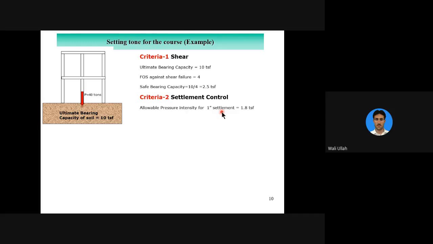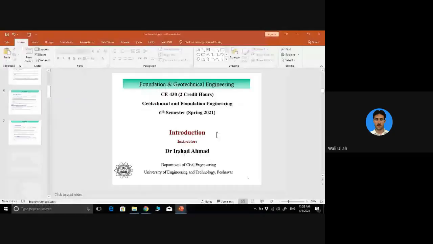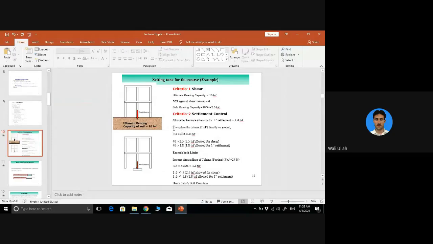Right? So you have to design the foundation such that the factor of safety against shear failure should not be less than 4, and the settlement of the foundation should be within 1 inch. I am going to write this sentence. It is important.